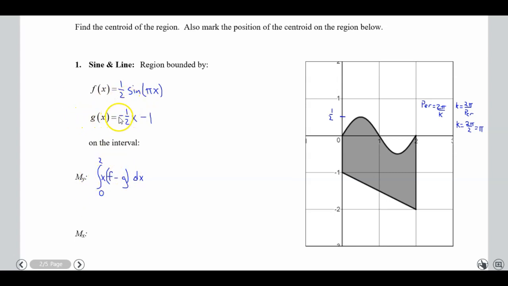The area would be okay to calculate, but as soon as I multiply by that x, some of these are going to get a little tricky, and depending on the order of the class, if you haven't been through integration by parts, you're really not going to be able to do this x times 1/2 sine pi x. So for this one, we're just going to calculate this with some technology using Desmos. We'll do that in a second. Mx, we'll go ahead and write that out. This is the integral from 0 to 2 of 1/2 times f squared minus g squared, and then our dx.